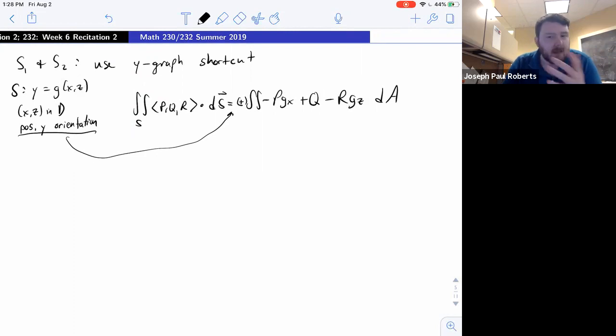Again, that's how I like to suggest you deal with this: get real comfortable with the Z shortcut and then just alter it as necessary for something like this. But if you really wanted to, you could go through those steps that I erased, where you set up the parameterization, do the partials, do the cross, and go from there.